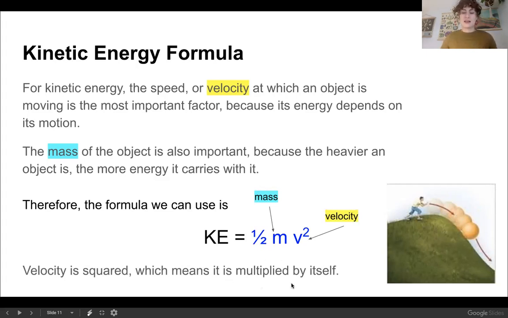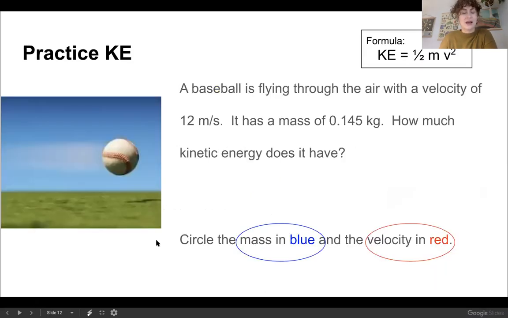And just a reminder, velocity is squared, which means it is multiplied by itself. One common mistake is that people use the number for velocity and multiply it by 2. Well, that's not the correct way to do velocity squared. It's velocity times velocity.